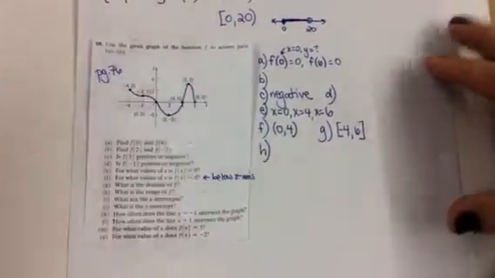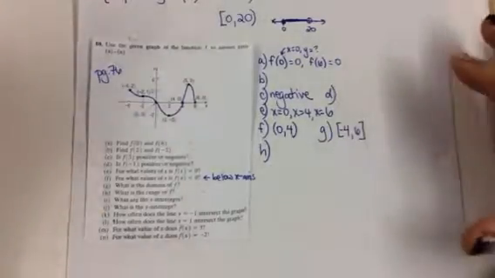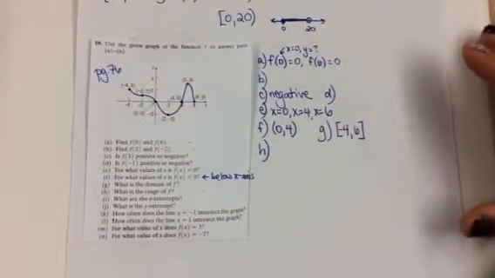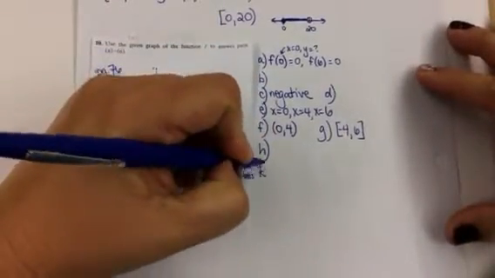And I want you to do H on your own. Okay. I also want you to do I and J on your own. Okay. Let's look at K together.